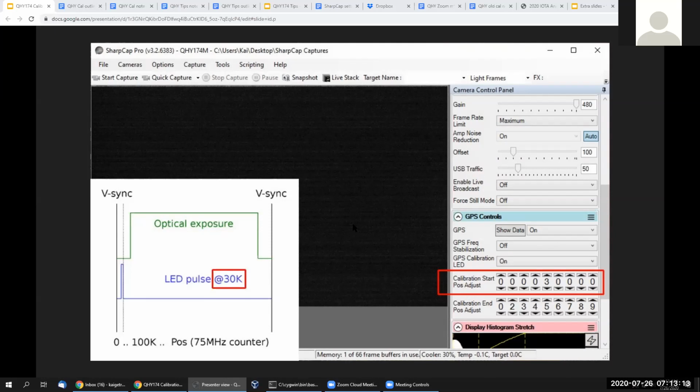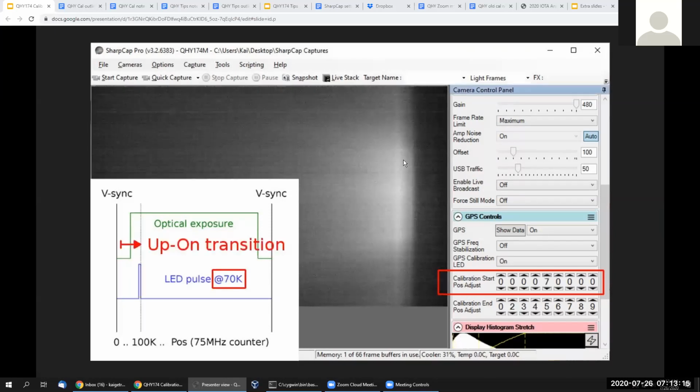We then increase it until we see the LED come on. See, now we see this in our preview, a light shining on it. That's the LED shining on it. In this case, I happen to get up to 70K.